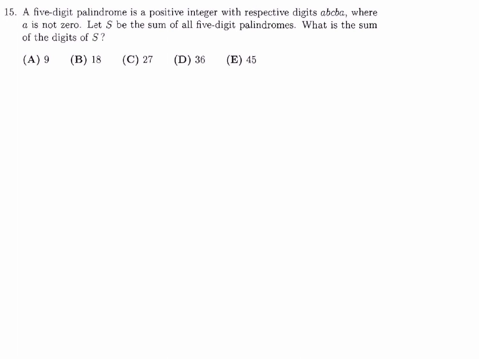A 5-digit palindrome is a positive integer with respective digits A, B, C, B, A, where A is not 0. Let S be the sum of all 5-digit palindromes. What is the sum of the digits of S?